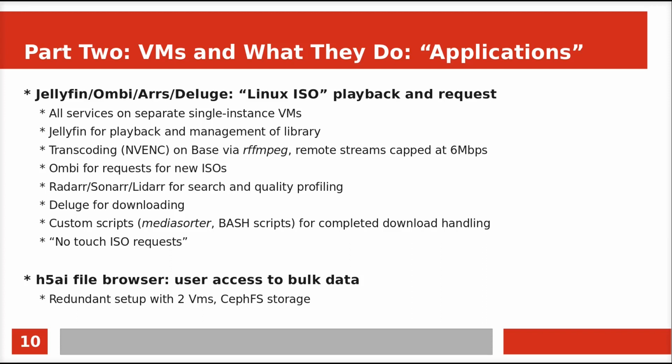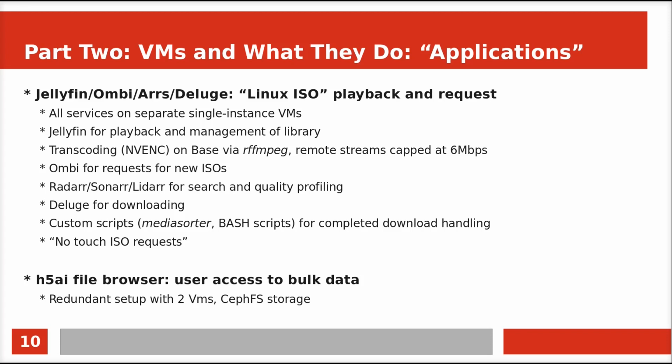So next service, I use Ombi for requesting new ISOs. So if my family has a request, they want to see this thing, they can submit it for their consideration here, and I'll approve it and obtain it and put it in the library.